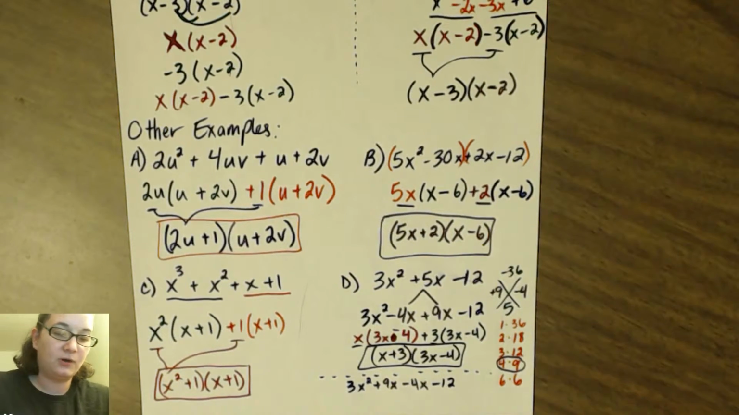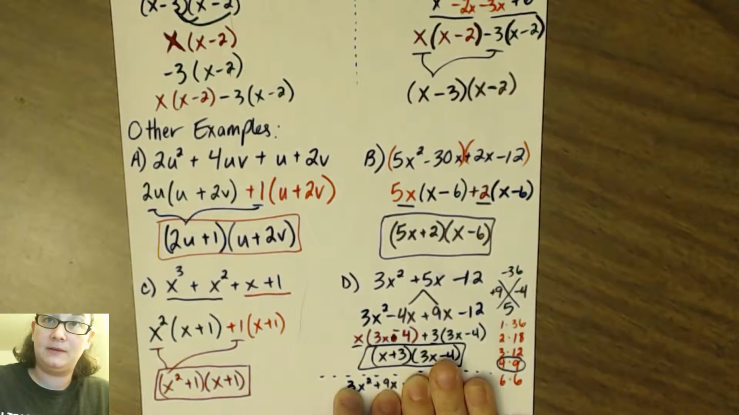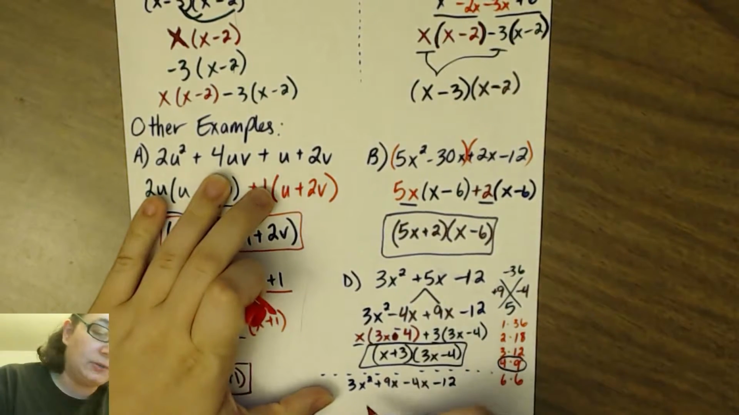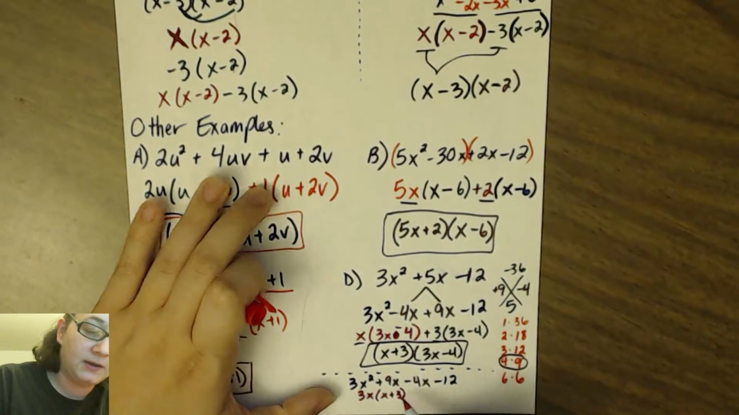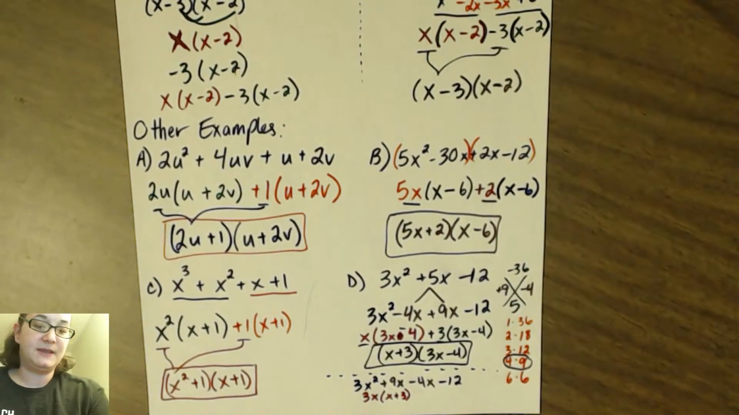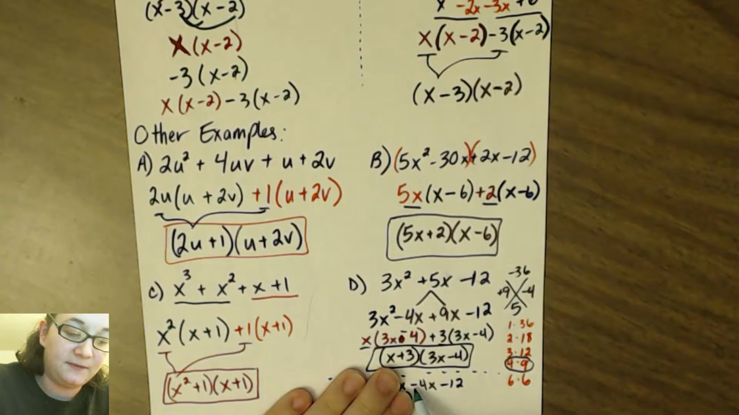So just like before, I want to look at those first two terms. I have a 3x squared and a 9x. Well, the 3 and the 9 have a 3 in common, and they both have an x still. So I'm going to pull out 3x, and what's left over is x plus 3. And then I look at the second half, and you see how I see a negative here and a negative there? Well, they both have a negative in common.